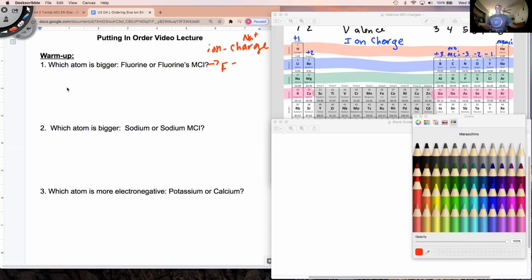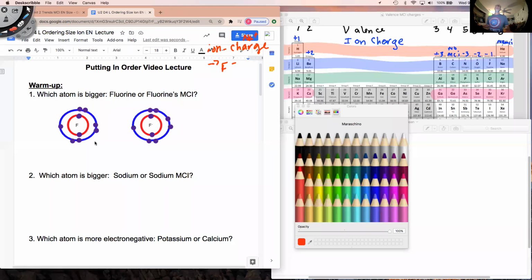So which atom is bigger? So let's just take a look. We're going to draw fluorine. I'm going to pause the video and draw these out for you. So this is fluorine right here. And then this is going to be fluorine's MCI, and we're going to take a look at what that is. So let's just start off here with this fluorine.